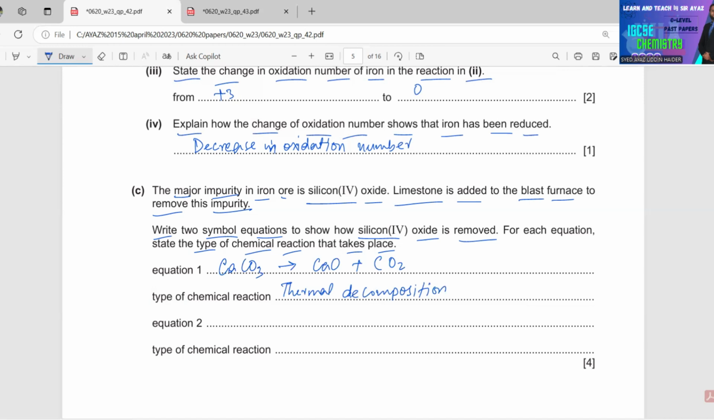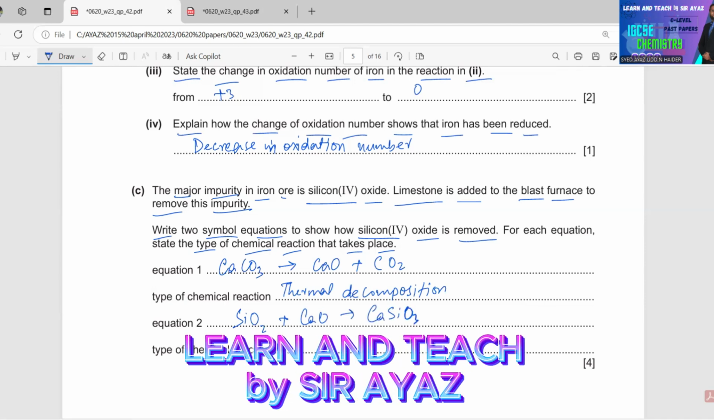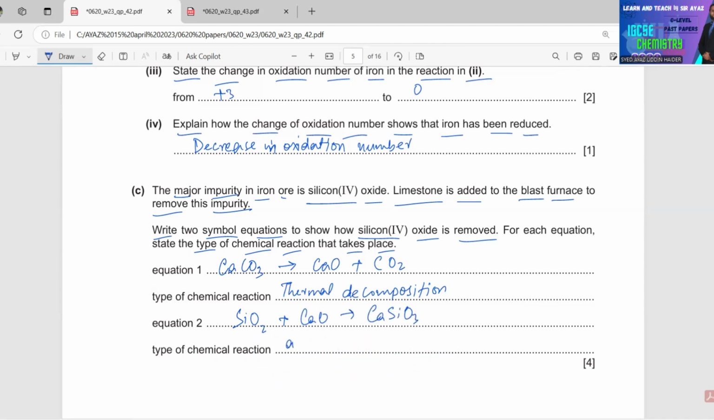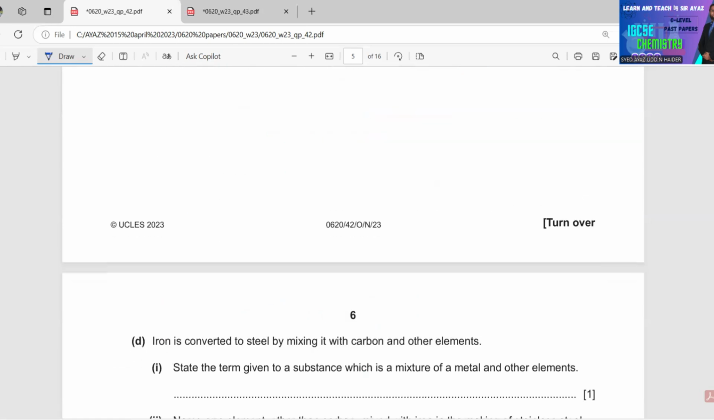Now equation 2 must be the reaction between silicon 4 oxide, SiO2, and calcium oxide, CaO. The product is CaSiO3, and it's an acid-base reaction, because in this reaction you are reacting an acidic oxide with a basic oxide.